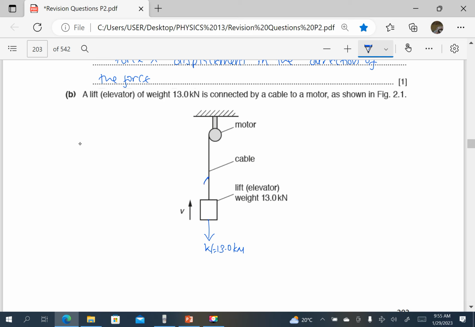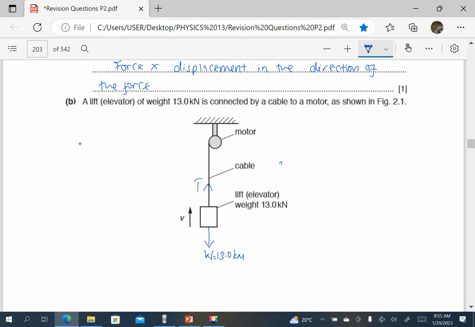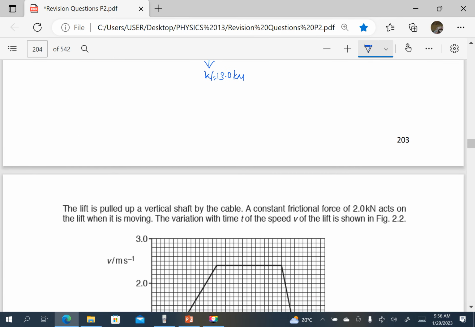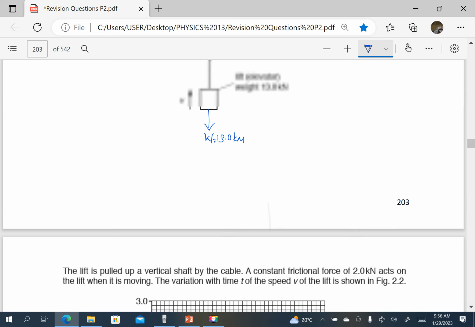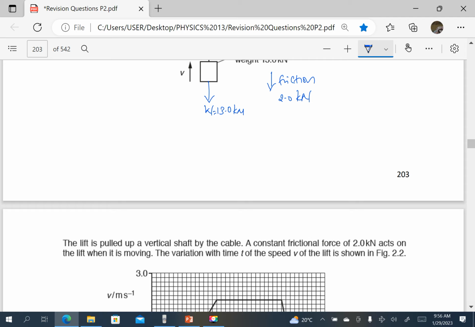So there must be a tension in this cable, which I will call T. The lift is pulled up a vertical shaft by the cable, so it means motion is upwards. A constant frictional force of 2.0 kilonewtons acts on the lift. The frictional force must be acting downwards because the movement is upwards. So we have friction of 2.0 kilonewtons downwards because the motion is upwards. Friction tends to oppose motion.